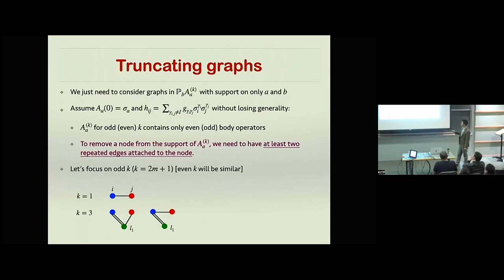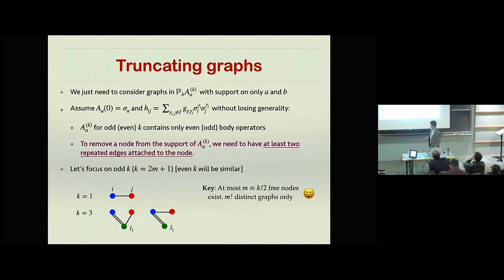Then the key is that if you want to remove a node from the support of this operator, we need to at least have 2 repeated edges attached to that node. This comes from the Pauli algebra. If you want, for example, this green node to disappear, so you get identity here, you have to have a Pauli operator, for example, a sigma x here and a sigma y here, and another sigma x and a sigma z there. The sigma x will give you identity, and this is non-commuting. This is the only way to make this graph work. So you have to have at least 2 repeated edges for every one of those extra nodes.